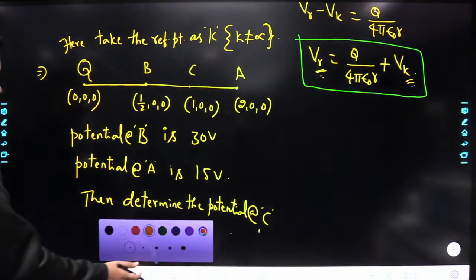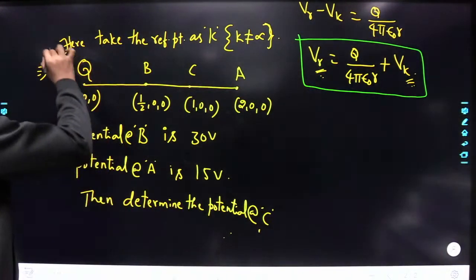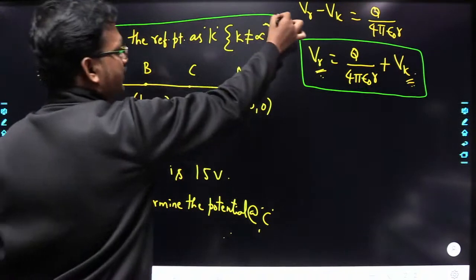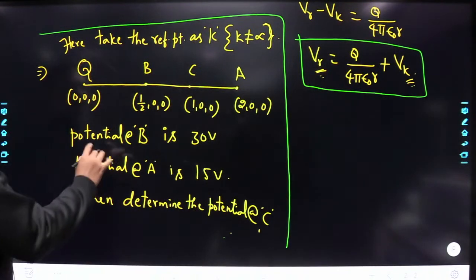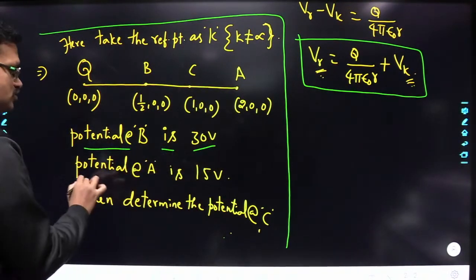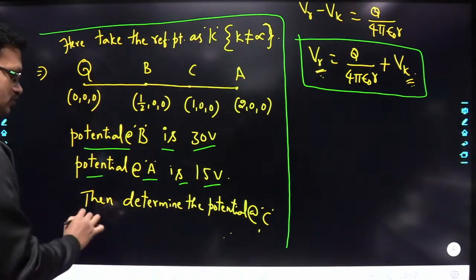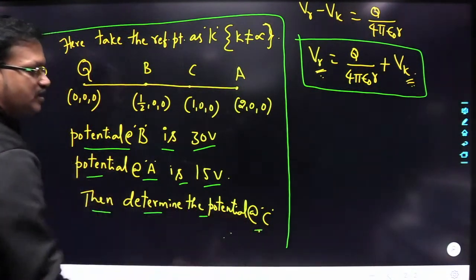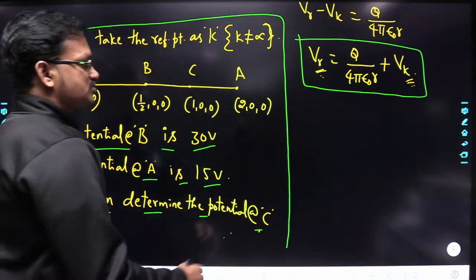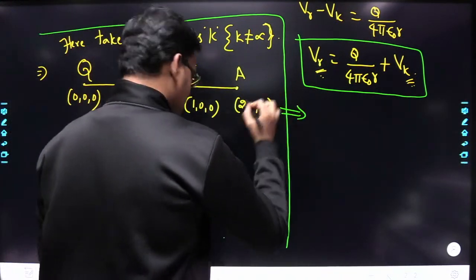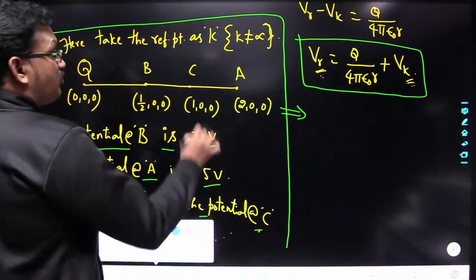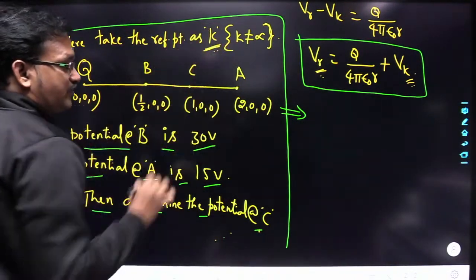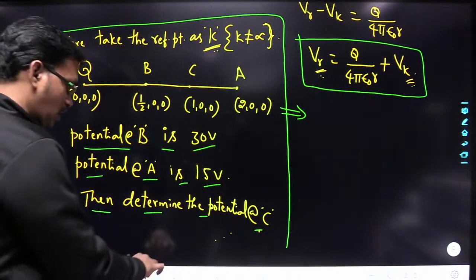Here they have said to take the reference point as K, where K is not equal to infinity. Potential at B they have given as 30 volts, potential at A as 15 volts. Then they are asking to determine the potential at C. So how can we solve the problem here? See here. First of all, you have to determine the potential at this reference point. Yes or no?